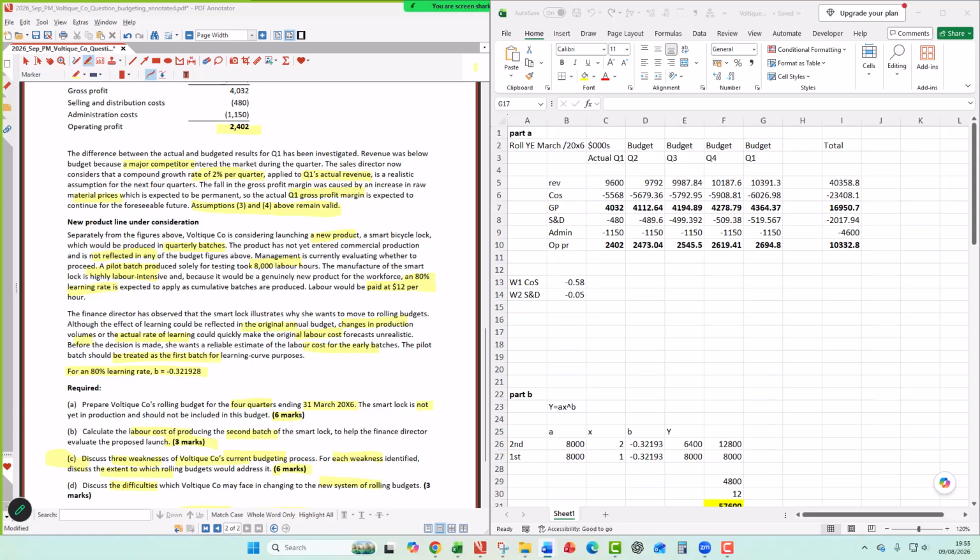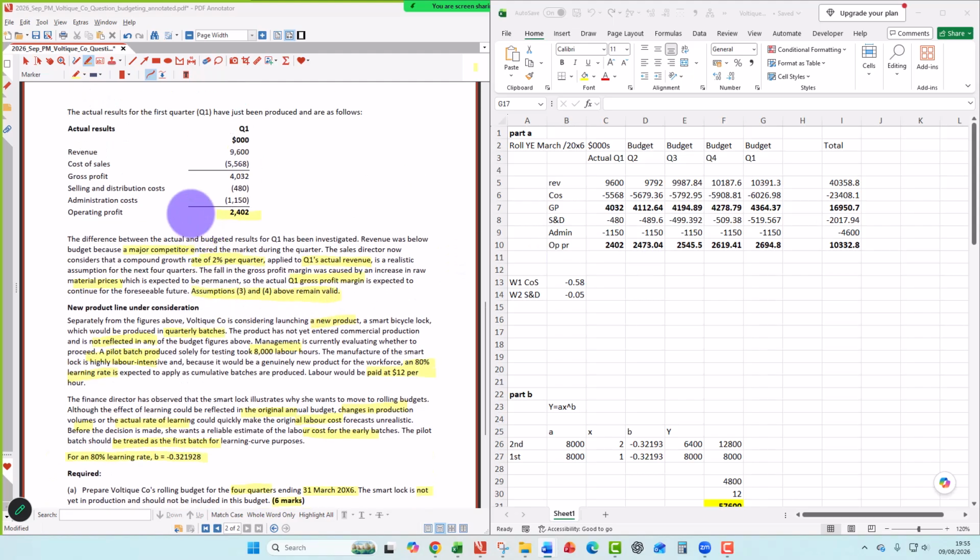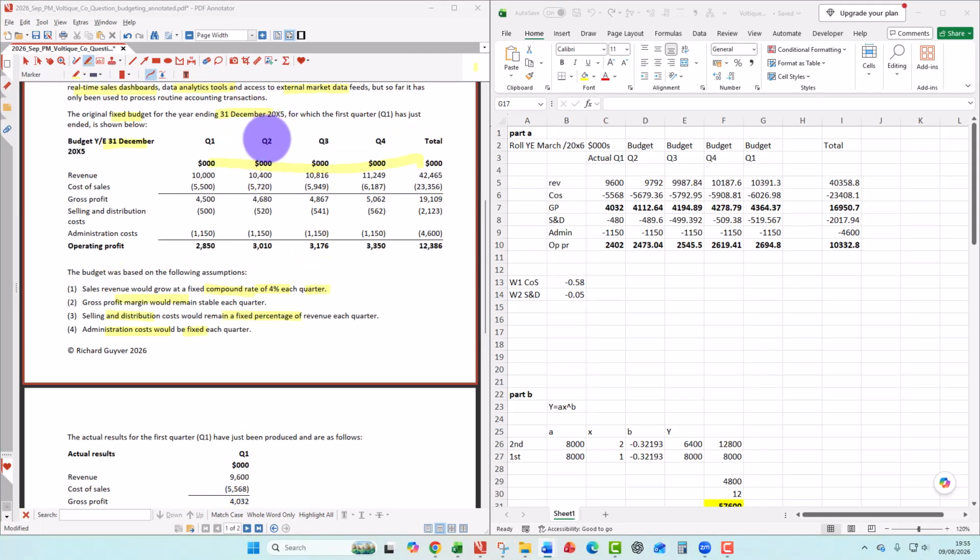So this question was about whether to use the assumptions that were given at the beginning to do the first bit, and then to do Q2, that is, and then use the new assumptions. So hopefully we'll cover that.